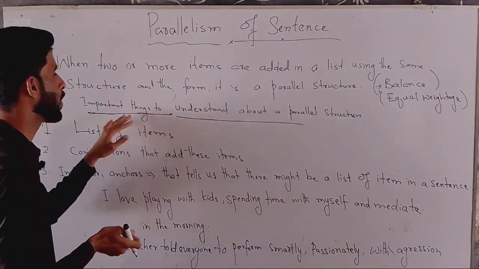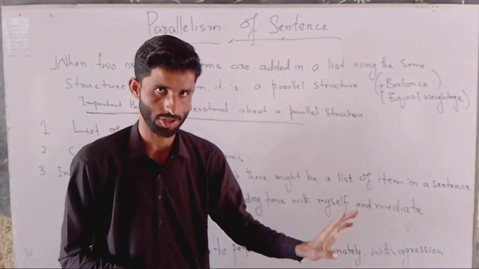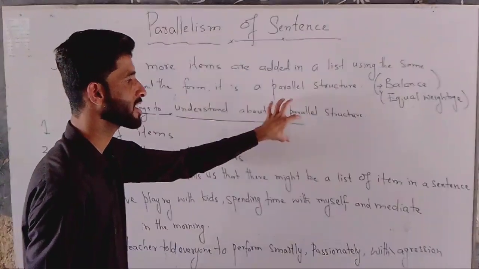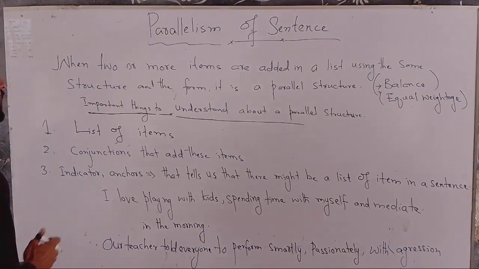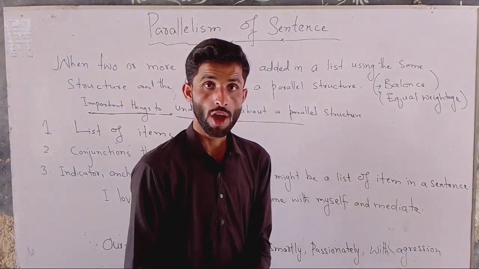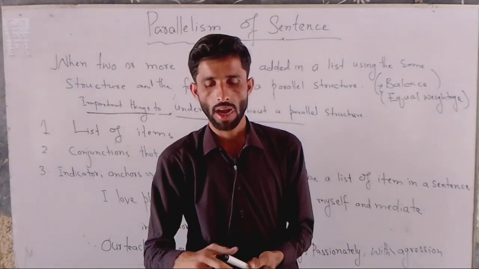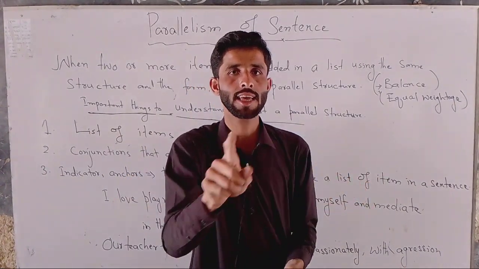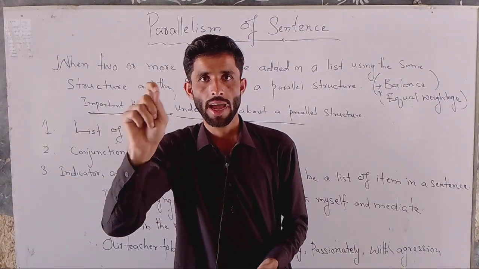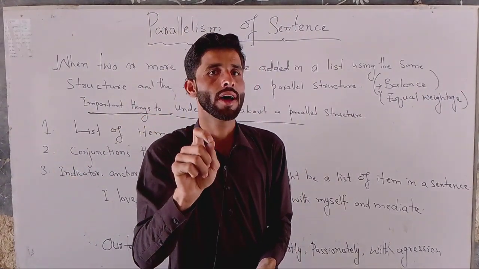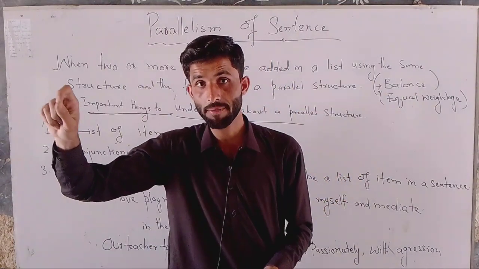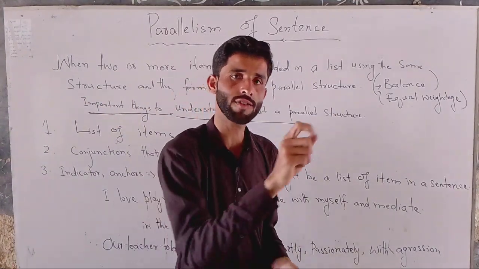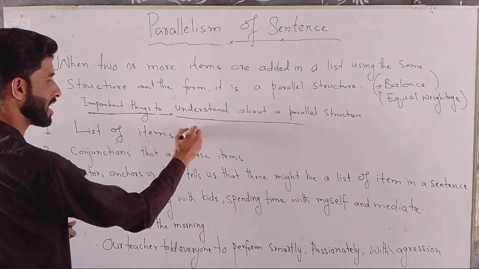So let's see important things to understand about a parallel structure. I hope you have understood the parallelism of sentence. So important things that we have to follow in a sentence. Number first, list of items. As I have said, he is wiser and more intelligent. Wiser and more intelligent, these are what? List of items. We have to take care while using them. If that is in comparative form, we have to use comparative form. If there is superlative form, we have to use superlative form.